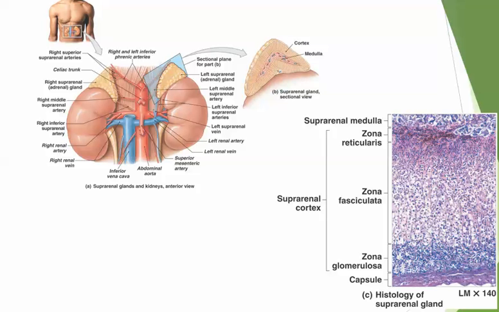An example of the mineralocorticoids from the glomerulosa would be aldosterone. An example of the glucocorticoids from the fasciculata would be cortisol. An example of the androgens from the reticularis would be testosterone.